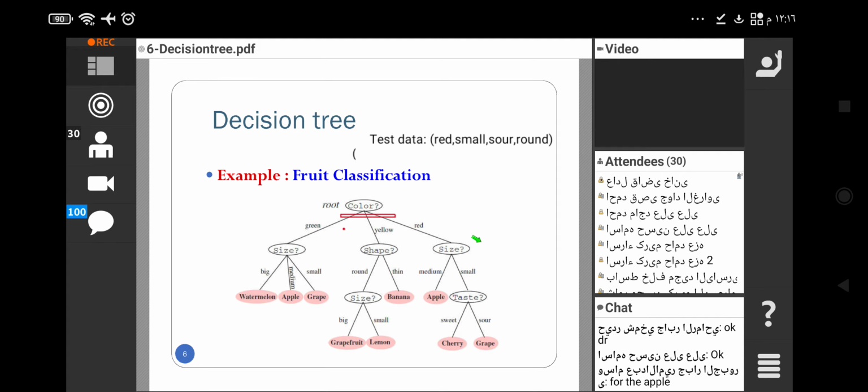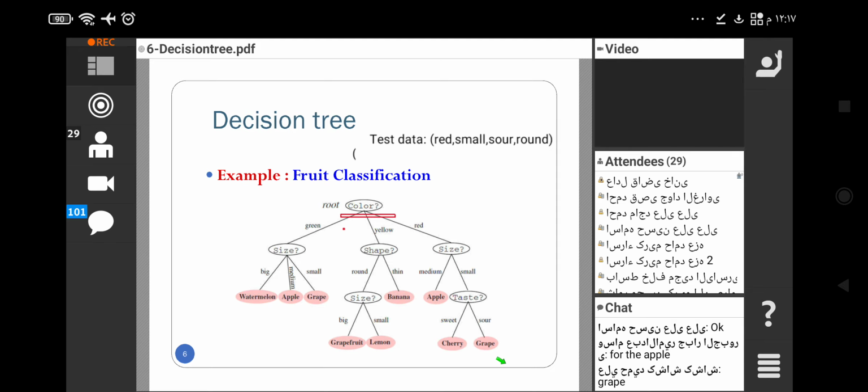Then it says, what is the size? We say small. So it comes here. Then it says, what is the taste? We say it's sour. Okay? So the answer is what? Grape. In this tree, the classification comes to here. It says this fruit is grape.